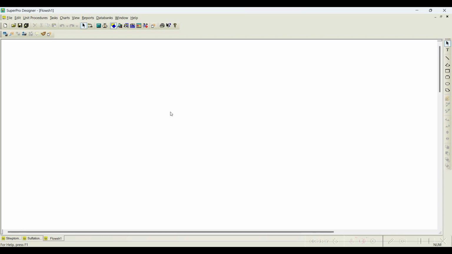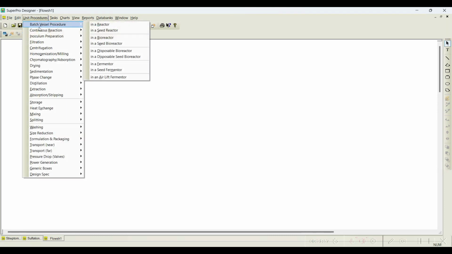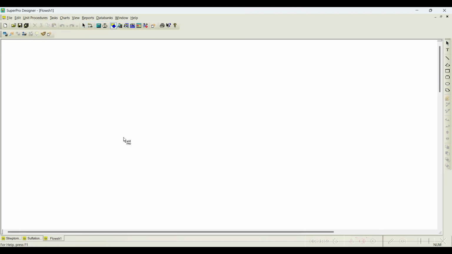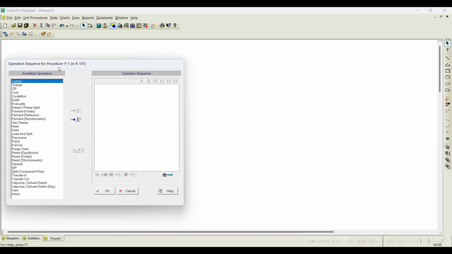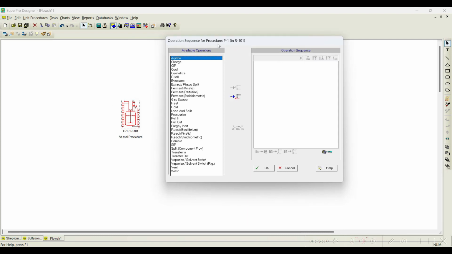In this video, let us understand the difference between ferment and react operations available in batch procedures. For example, we go to this batch vessel and select a reactor. You can notice there are a lot of operations that could be added. One such important operation, used in chemical and biochemical industries, is this ferment operation and react operation.